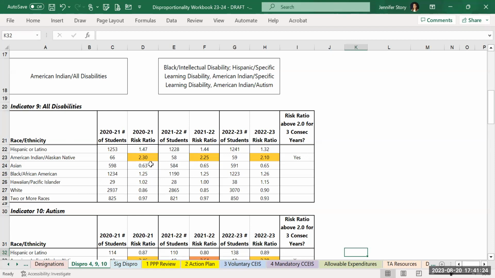Numbers that are under 1.0 are underrepresentation. For example, in this data sheet, students who are Asian are a little bit more than half as likely to be identified as having a disability as all other students combined. So underrepresentation is something to look at, especially when you're asking what within your system is contributing to one group being over-identified and another group being under-identified. You're not required to address underrepresentation, but it's always helpful when you're looking at your data.